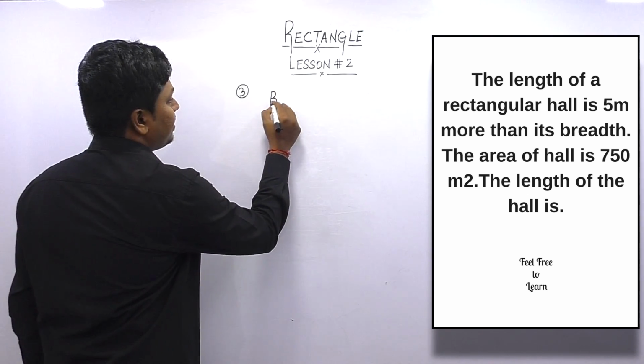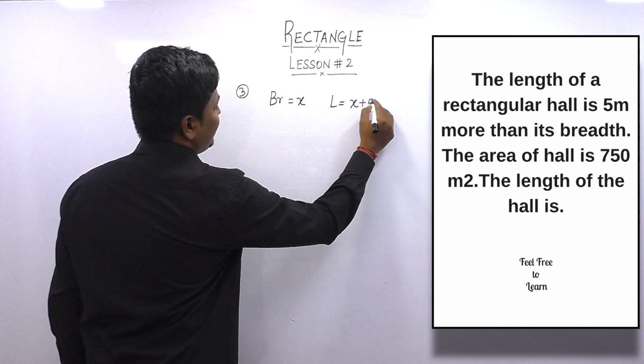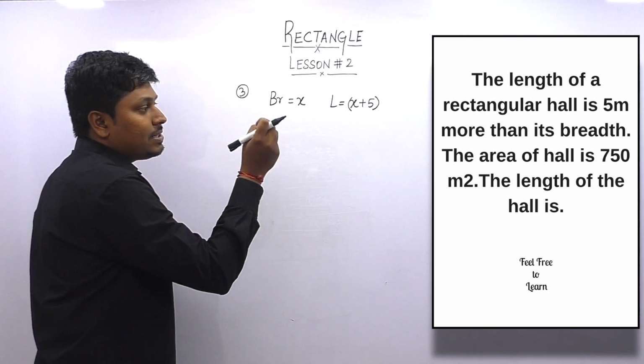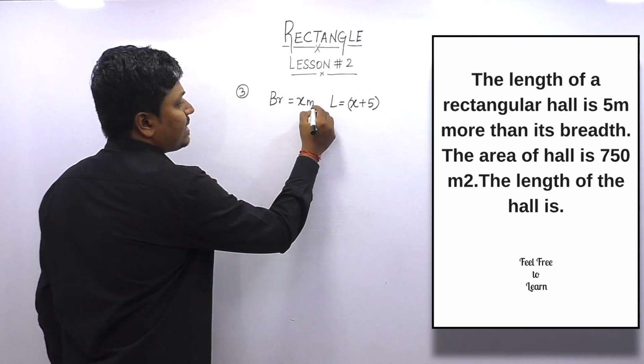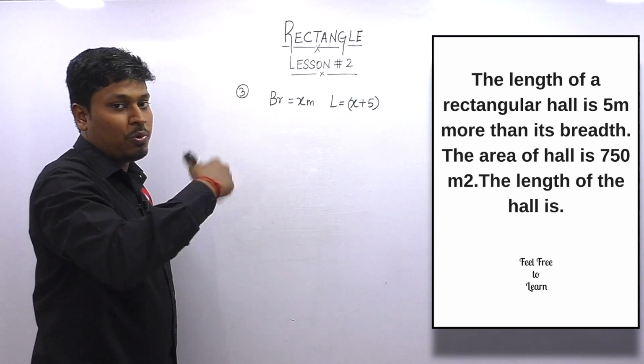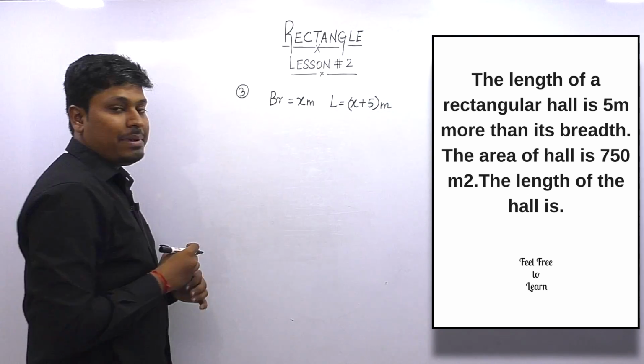Listen here friends, first let us do one thing. We can fix the breadth as x and the length will be x plus 5. Got it? It's easy, right? Because they have clearly told that the length of the hall is 5 meter more than the breadth. When we assume the breadth as x meter, then the length will be 5 meter more than the breadth. So we can say x plus 5 meter will be the length and the breadth will be x meter.